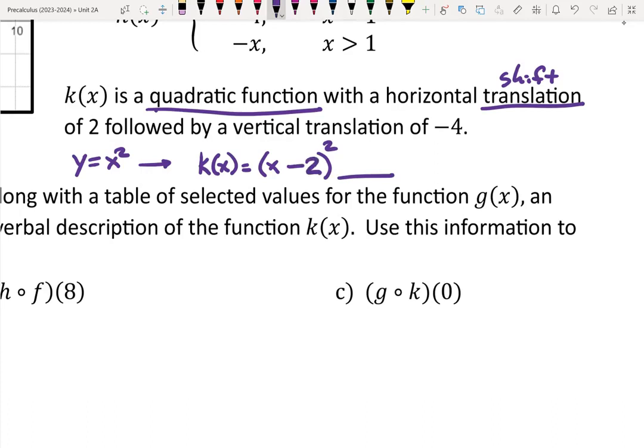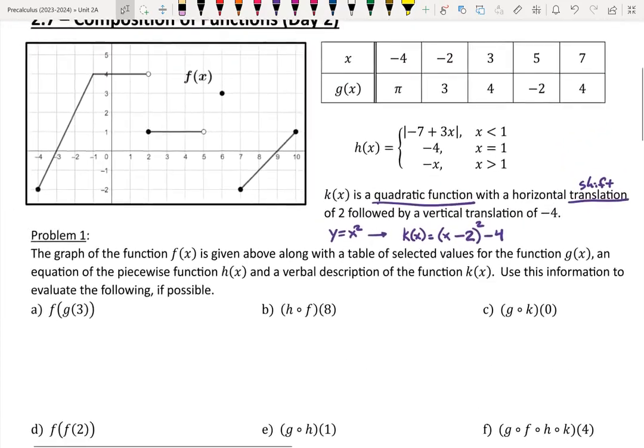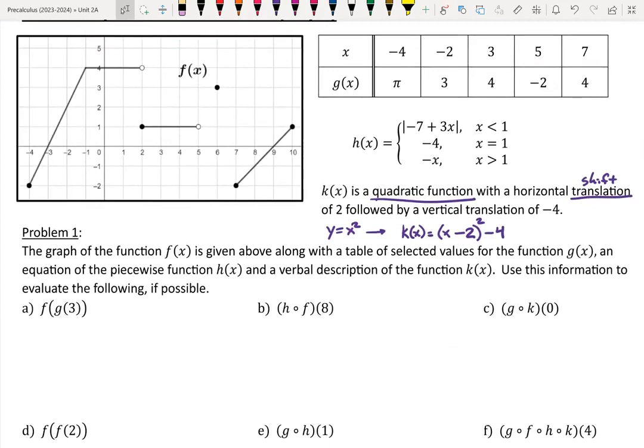And then what kind of vertical translation do we have? Is that up or down? So what should I put outside the parentheses? -4. And there's k of x. Now, if they told us there was a dilation or something like that, we would have to input that as well. All right, so there is k of x. We have f of x as the graph, g of x as the table, h of x as the piecewise function, and k of x now is that quadratic function.